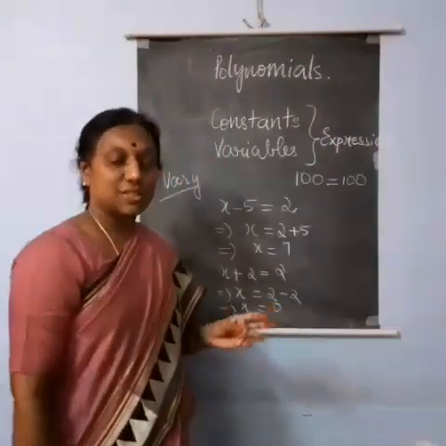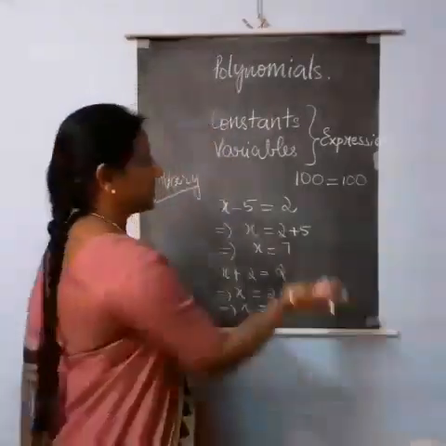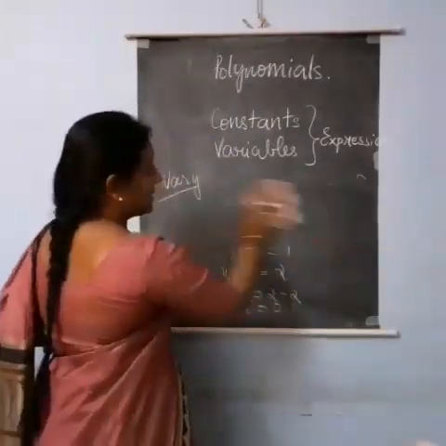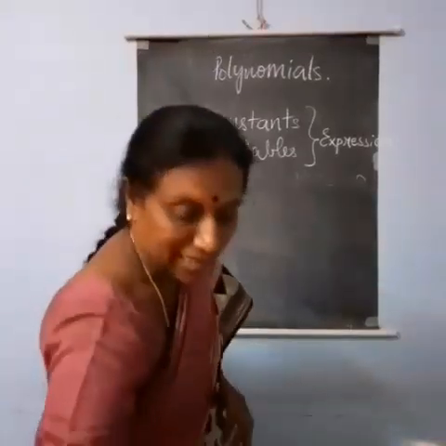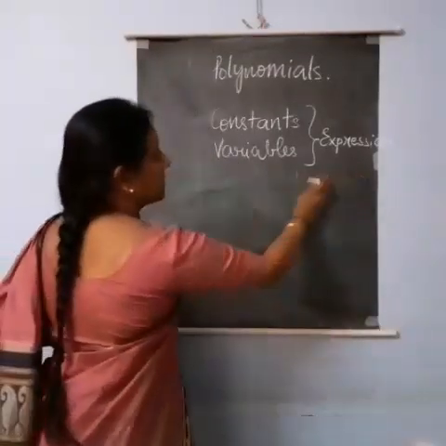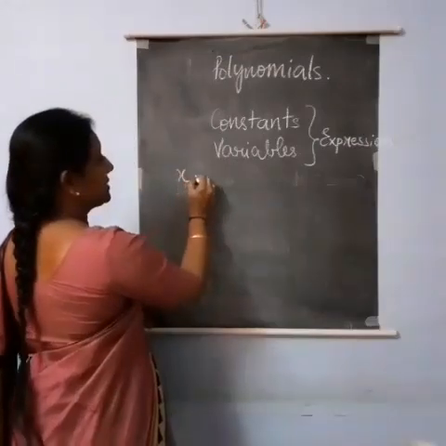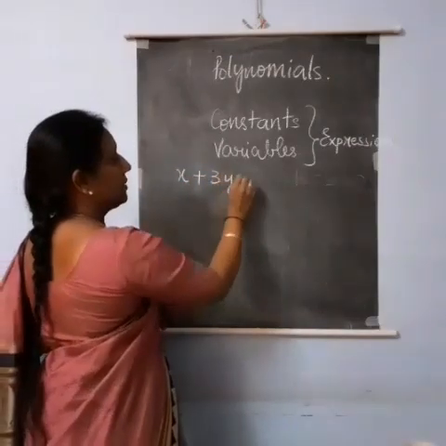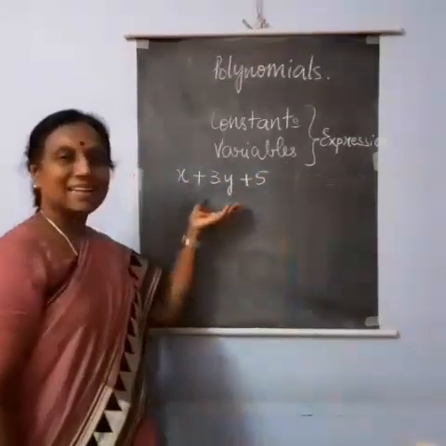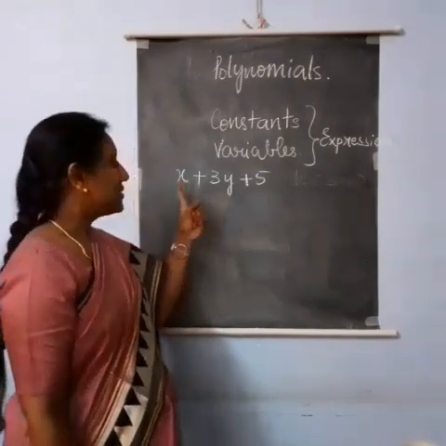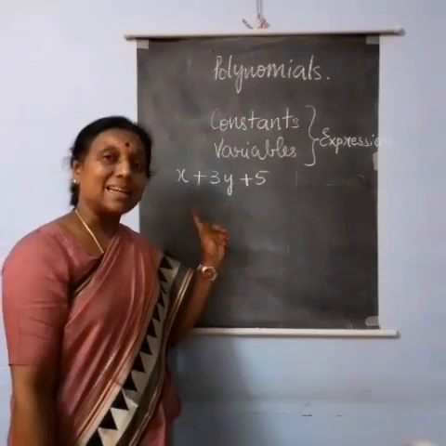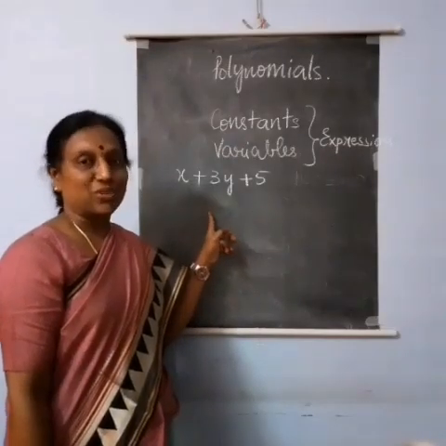Now, expressions are of different types, right? Let us go through some. Okay. Supposing I have an expression like this. You have x plus 3y plus 5. This is an expression, right? How many variables are there? There are 2 variables. So this is an expression in 2 variables.